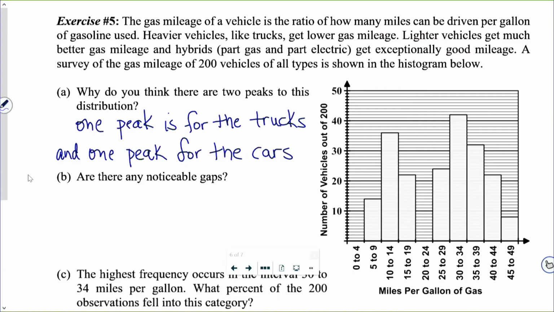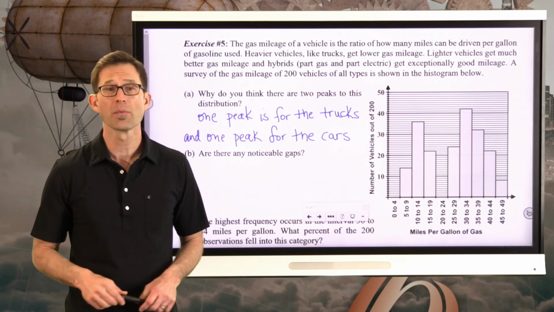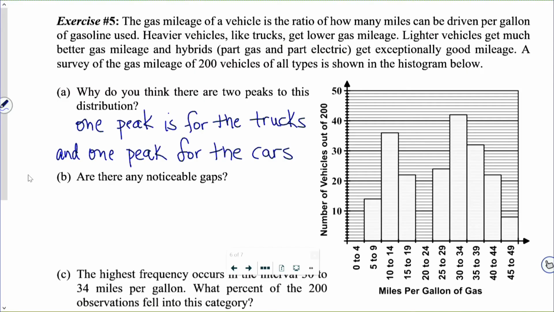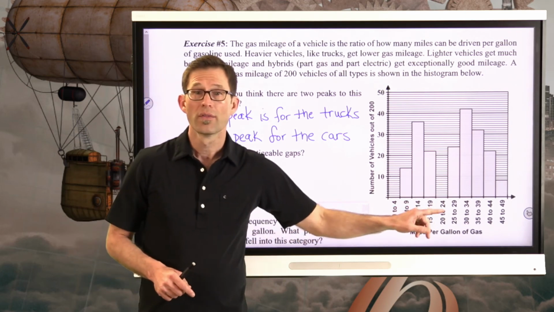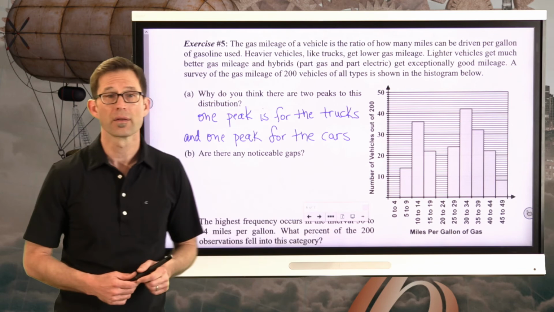Now, letter B. Are there any noticeable gaps? And if so, where? Pause the video now and write something down. Yeah, you bet, right here. There are absolutely no vehicles in the 20 to 24 mile per gallon category.